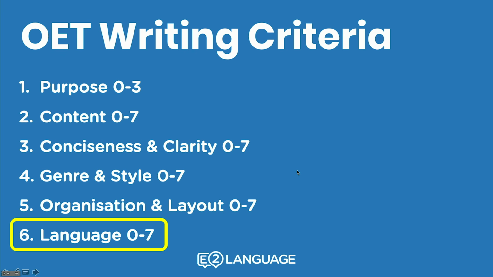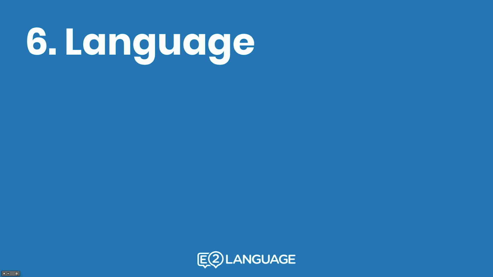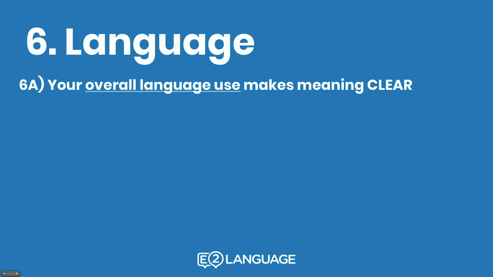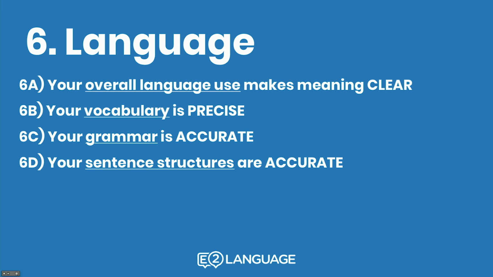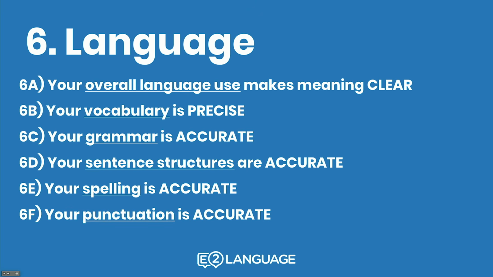Okay, let's have a look at language now. So most of you are probably concerned about grammar and vocabulary and sentence structure. And to a certain extent you should be, but you can see here it's just one of 6 criteria. Let's go through this. Okay, so your overall language use makes meaning clear. That's just like an umbrella one. Be thinking about clarity at all times. Your vocabulary needs to be precise. Your grammar needs to be accurate. Your sentence structures need to be accurate. Your spelling needs to be accurate. Your punctuation needs to be accurate.